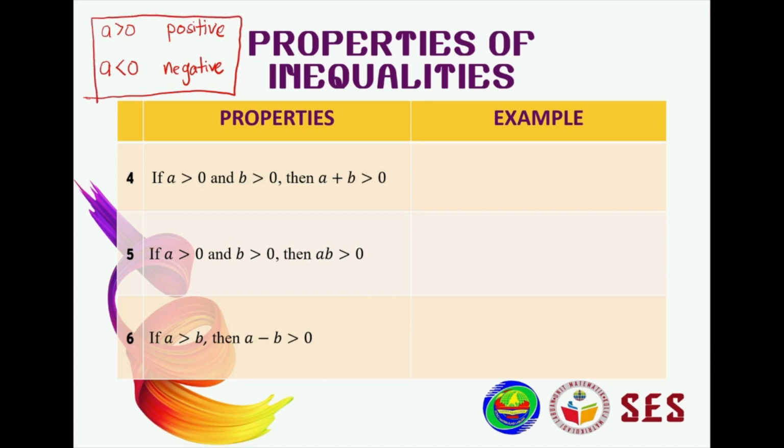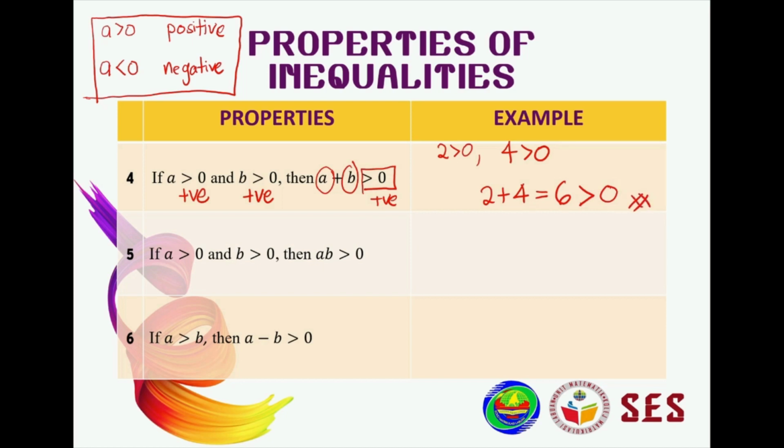Okay, so just remember this. Now, if A is positive and B is positive, a positive number plus a positive number will get another positive number. Logic, right? So if you have, let's say, 2 greater than 0, a positive number, and 4 is a positive number, if you add them both, 2 plus 4, you will get what? 6, right? And 6 is a positive number as well.